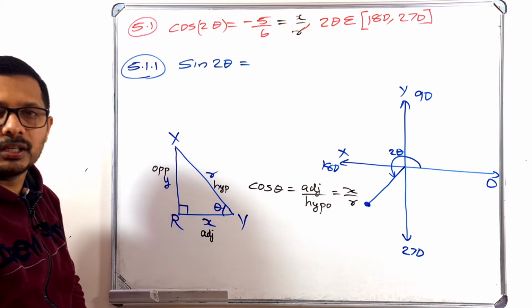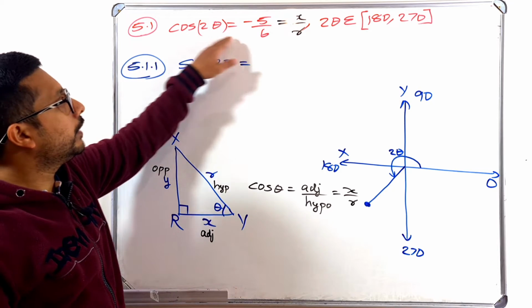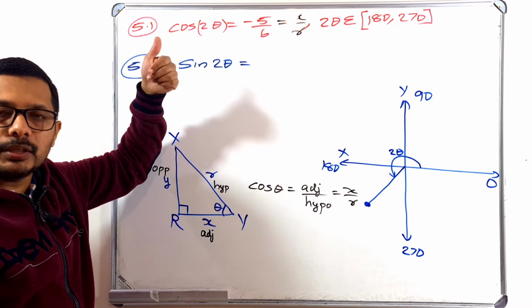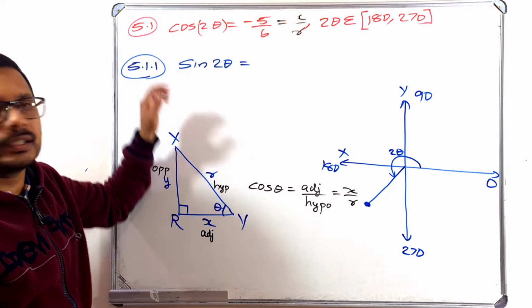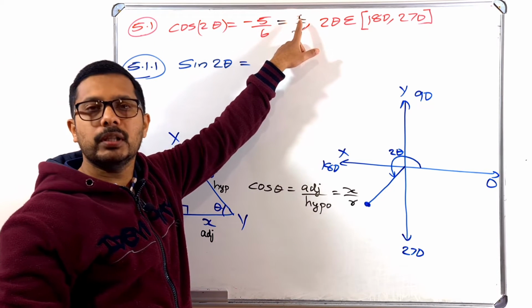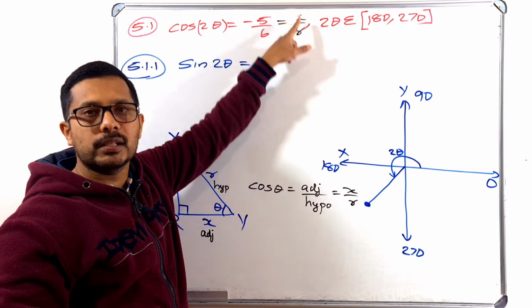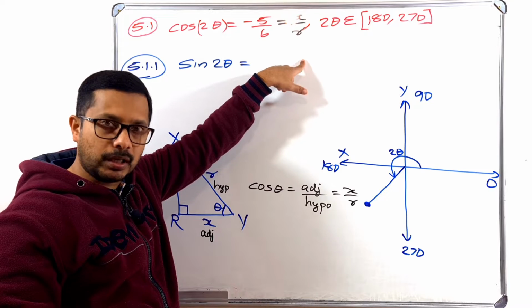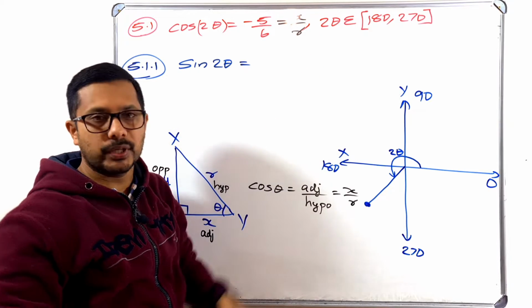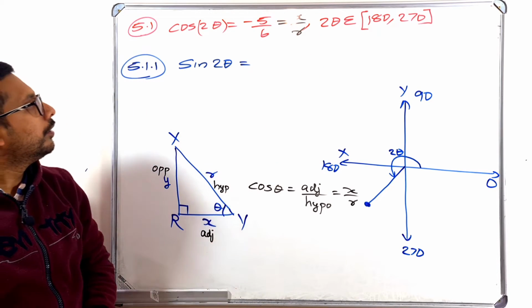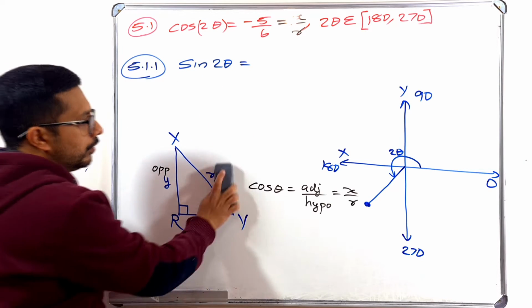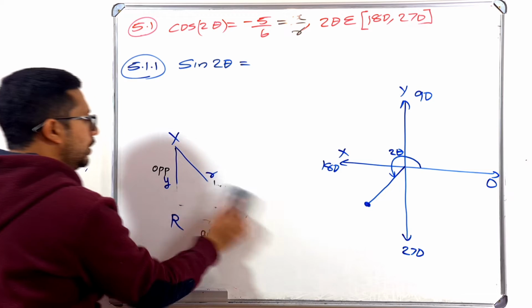Do you understand? Once you have a question like this, you have to check what cos is: adjacent side by hypotenuse. Adjacent side we represented with x, hypotenuse we represented with r. So x over r. Now we have to find sine 2 theta. Before that, look at this one. Let me erase all of these.